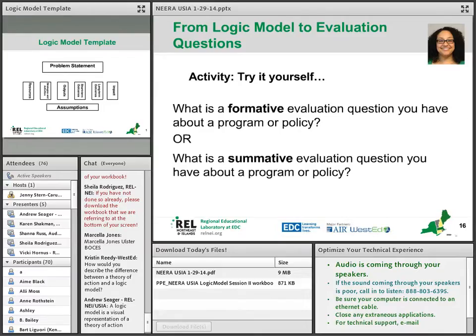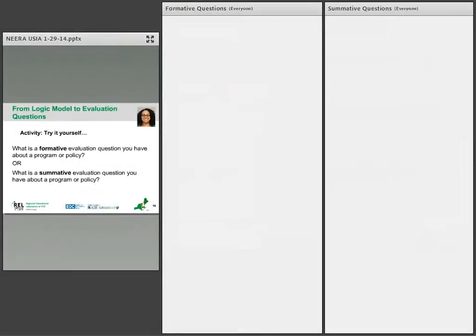So here, again, we're going to do another activity that you're going to be entering in the chat pod. You're going to be developing your own formative or summative evaluation question. I want you to think about your own program or policy and what may be a good formative question or what may be a good summative evaluation question. As you can see on top of the poll, there are a couple of examples.